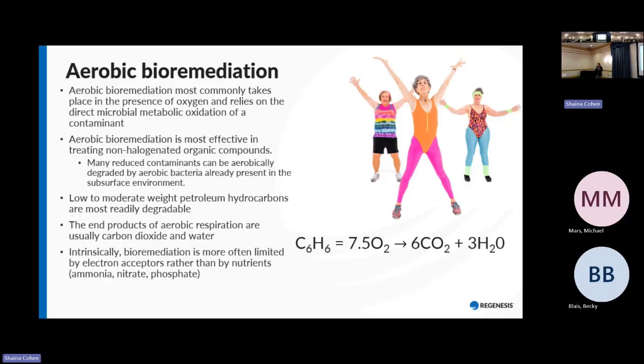And usually we are most limited with this process by the actual electron acceptors, in this case oxygen, that are in the system. There are other nutrients and things that are also needed, but that is very rarely the limiting aspect here. And I have this chemical equation here for benzene, showing how this would be aerobically degraded. You can see this explaining why the electron acceptor, in this case oxygen, really is the limiting factor here. For every single mole of benzene, we need 7.5 moles of oxygen to mineralize it.